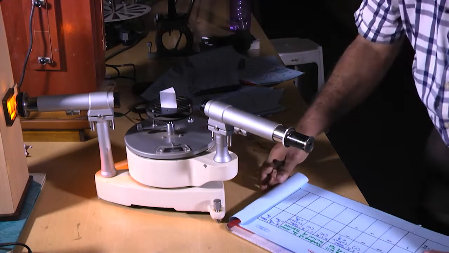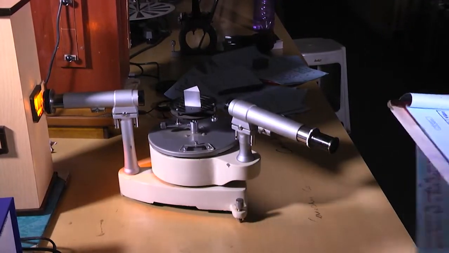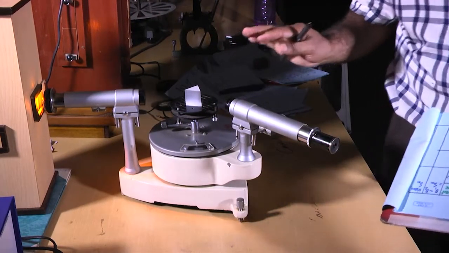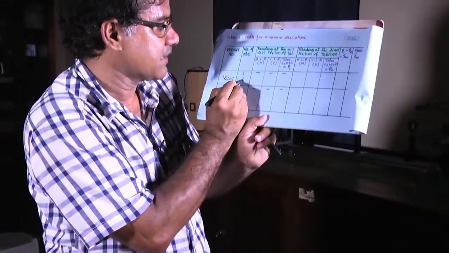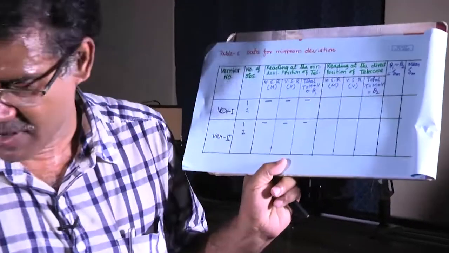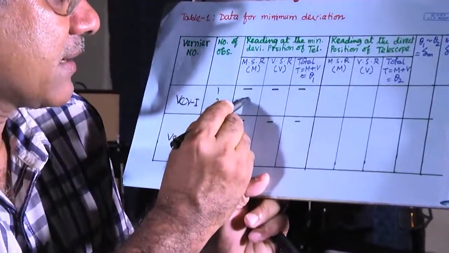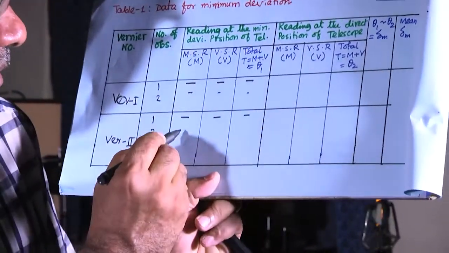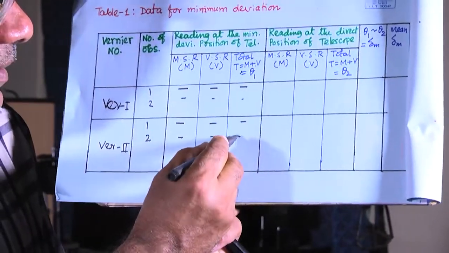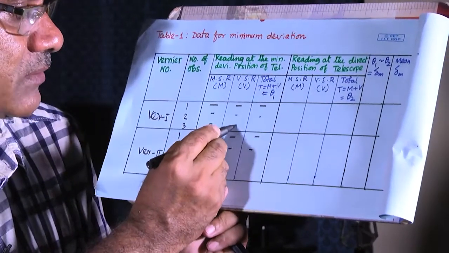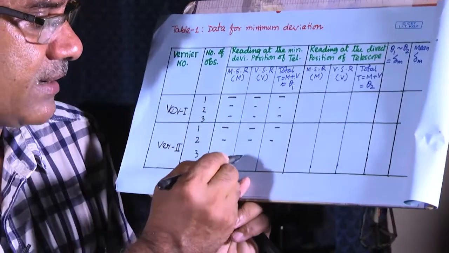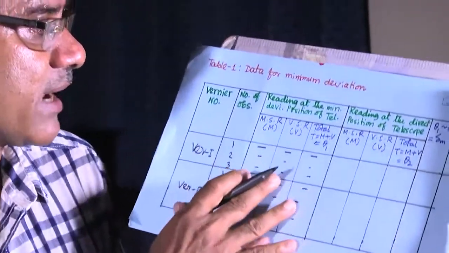and then arbitrarily we'll again take the reading. Set the minimum deviation position again and take the reading: second set of reading from vernier 1, second set from vernier 2. Similarly, a third set of reading one can take. So this is the procedure to take the reading. Taking reading is not difficult.